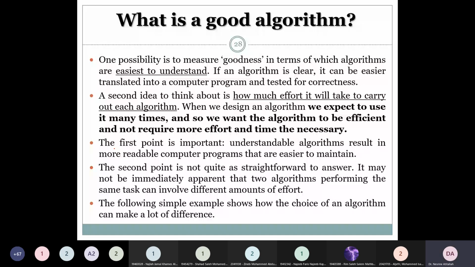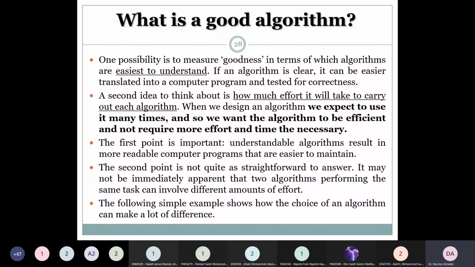So one possibility is to measure the goodness of an algorithm in terms of which algorithms are easiest to understand. So when the algorithm is easy to understand, it means it is a good algorithm. A second idea: if an algorithm is clear, it can be easier to translate it into a computer program and test it for correctness.